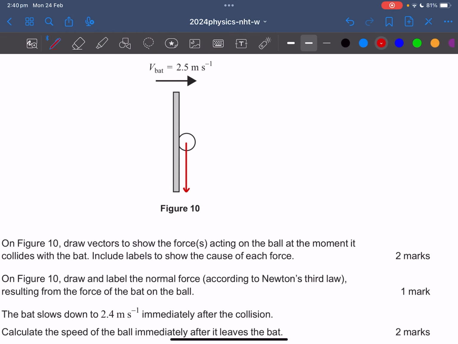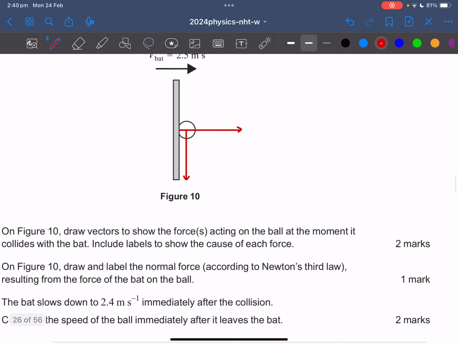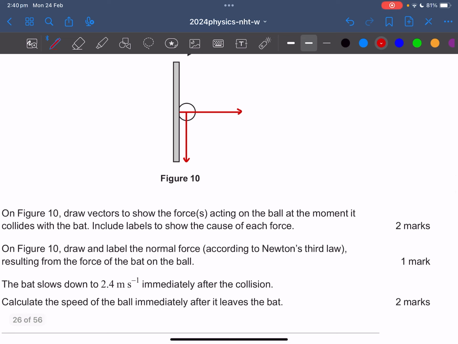Okay, and then there will be a force exerted from the bat to the ball. Okay, like that. So we can just say F earth on ball, and then F bat on ball.